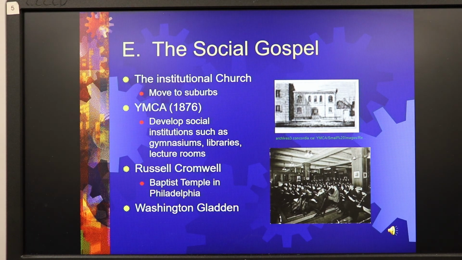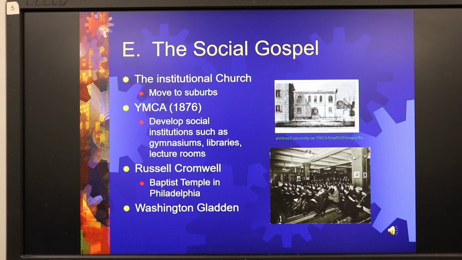Well, the social gospel. How does religion respond to Darwin? Well, you had the institutional church. As the middle classes moved out to the suburbs, their churches followed. From 1865 to 1888, 17 Protestant churches in Manhattan left when the population did. Indeed, in the center of Chicago, 60,000 residents had no church whatsoever.